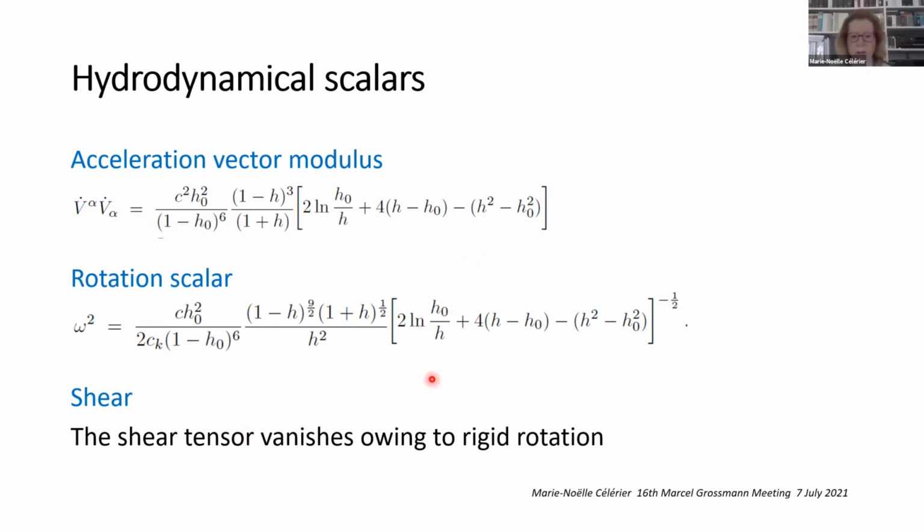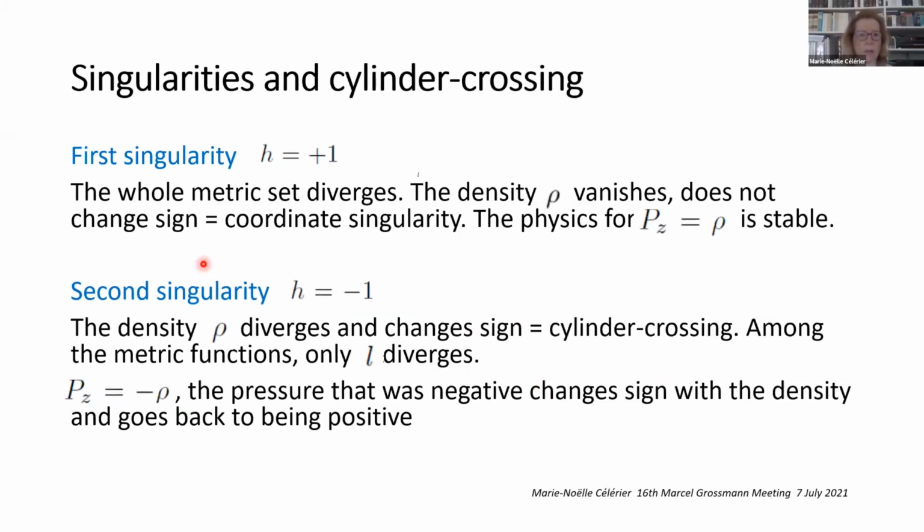Then, as it is mandatory for rigid rotation, the shear vanishes, and this is implemented by the solution. Now this solution exhibits some singularities. The first one is for H equal plus one. Here the world matrix element diverges and the density vanishes, but does not change sign, and this is assimilated to a coordinate singularity, and the physics for Pz equal rho is stable.